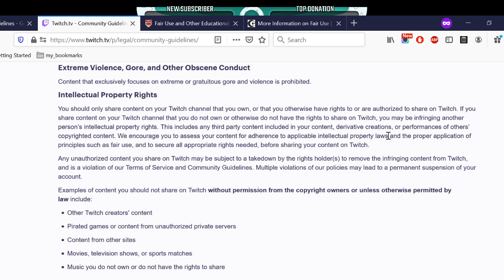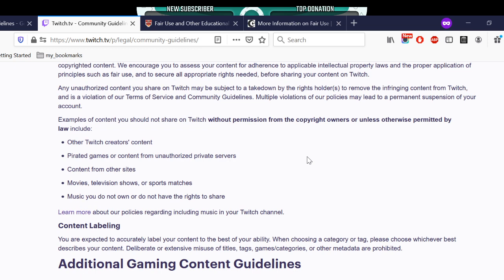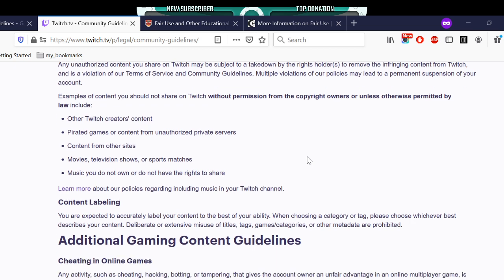Are you going to link me to what those are? That would be helpful. Anyway, and the proper application of principles such as fair use and to secure all appropriate rights needed before sharing your content on Twitch. Any unauthorized content you share on Twitch may be subject to a takedown, okay, and is a violation of TOS. Multiple violations may lead to permanent suspension.